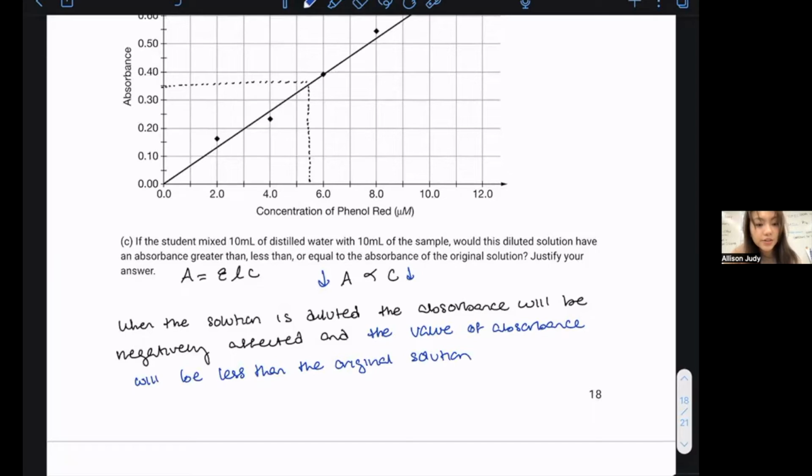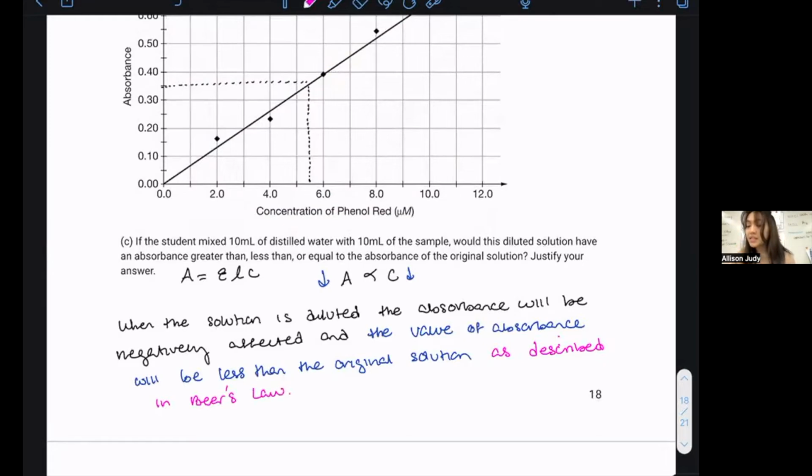And you need to consider that this aligns with Beer's law. In fact, the AP does ask you to state exactly how you know this. How did you know this relationship? Because it's in accordance with Beer's law. So when the solution is diluted, the absorbance will be negatively affected and the value of absorbance will be less than the original solution, as described in Beer's law. That right there is a 2-point question, okay?